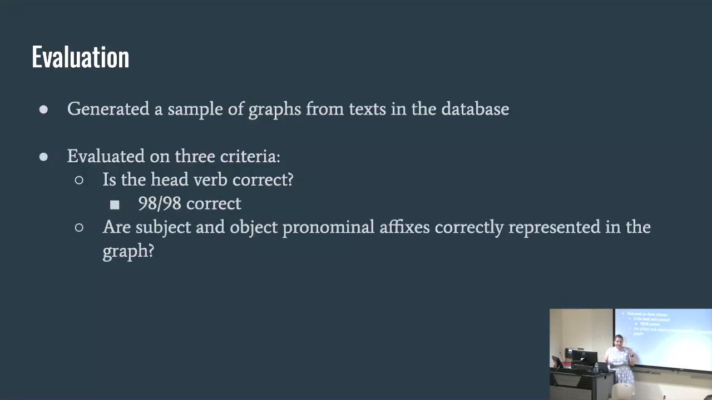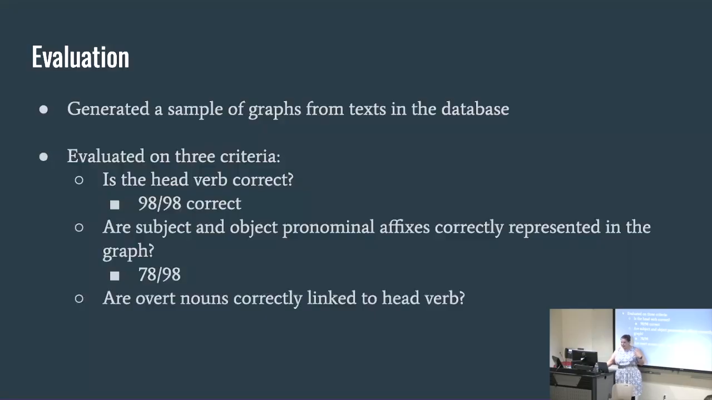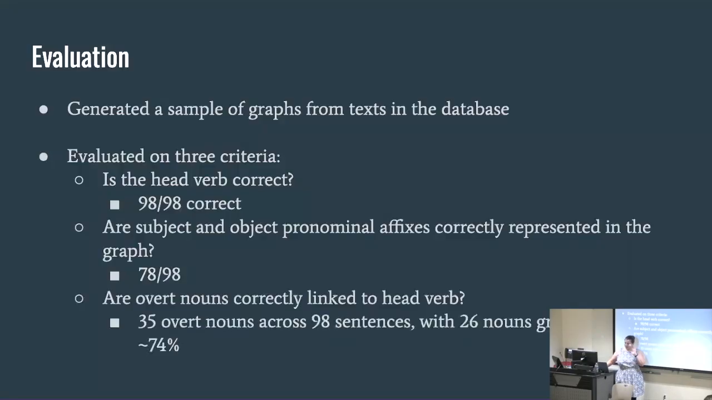We looked at whether the subject and object pronominal affixes are correctly represented in the graph. We got 78 out of 98 of those correct. And we also asked, when we have overt nouns, do they get linked correctly to the head verb? Here we didn't do quite as well. We have 35 overt nouns. 26 of them were graphed correctly. So about 74%. This is the more challenging task in this evaluation.